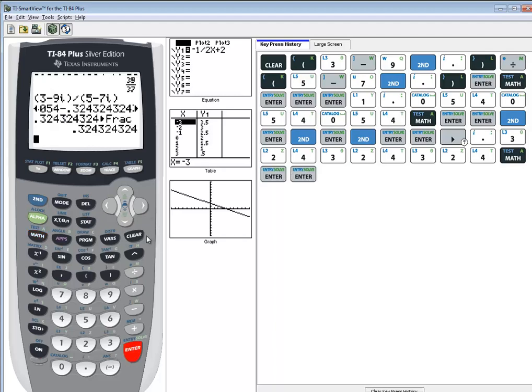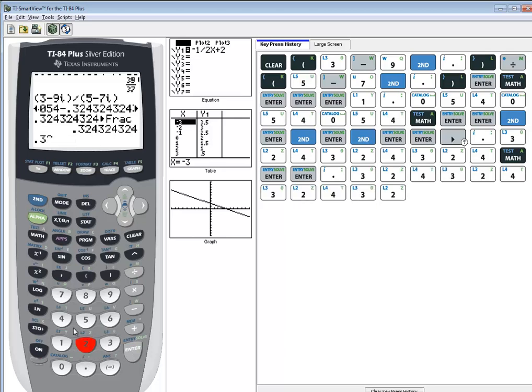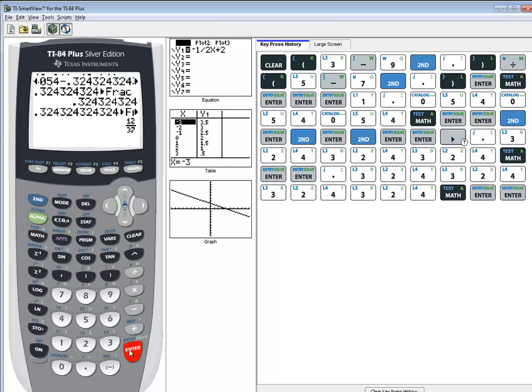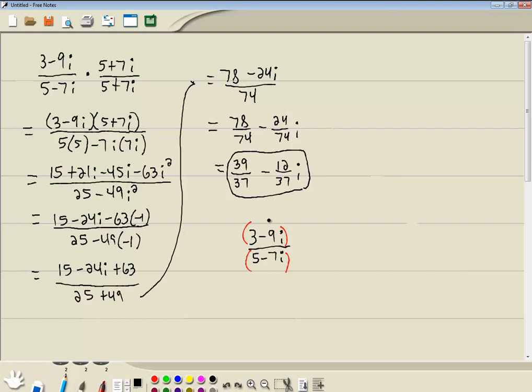Didn't change. It's interesting how one of them changed and the other one didn't. Maybe I didn't take it out to enough decimal places. 0.324324324324, math, enter. 12 over 37. Now, you can see that it's kind of unreliable. You know, sometimes it may convert, sometimes it may not. So by hand is what I'd recommend most when you're working with division and complex numbers.